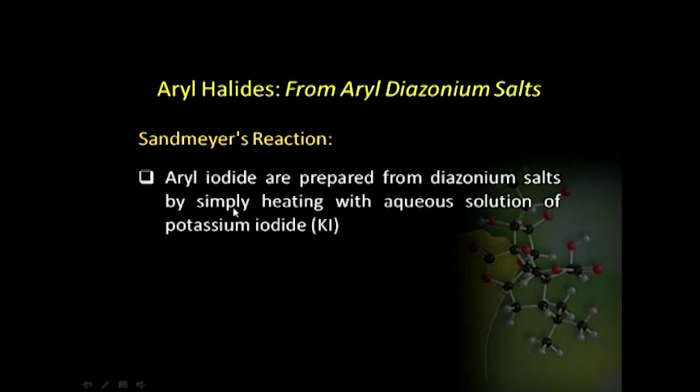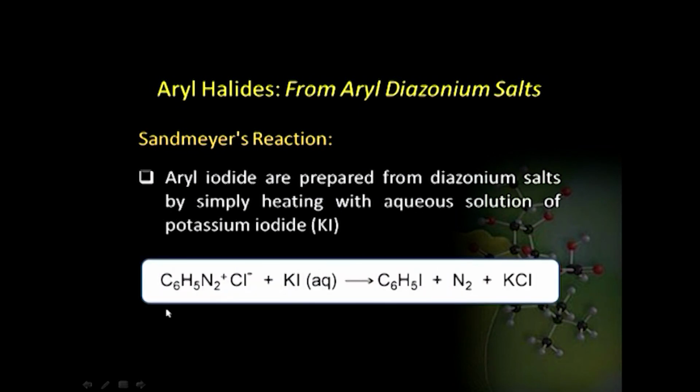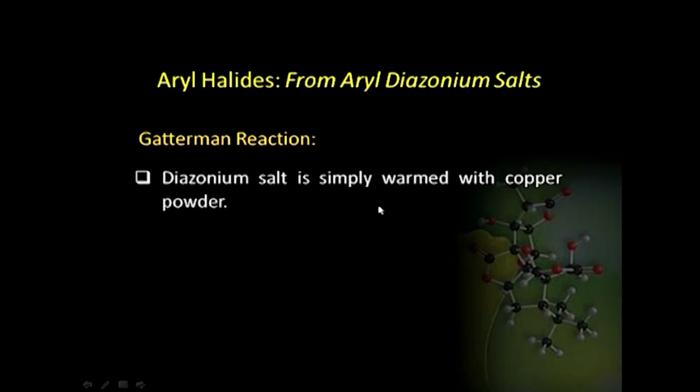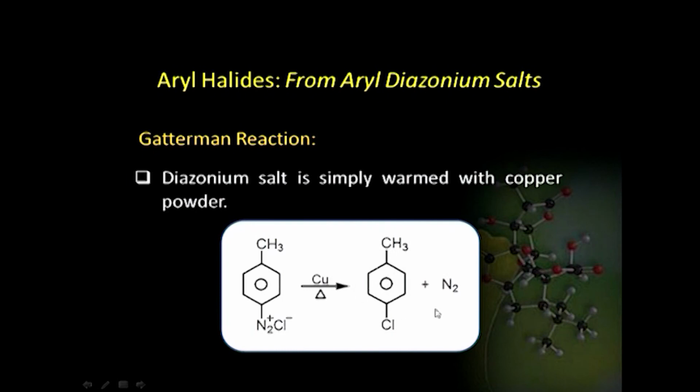The Sandmeyer reaction also involves aryl iodide preparation by simply heating with an aqueous solution of potassium iodide. So, diazonium chloride reacts with aqueous potassium iodide to give iodobenzene. The Gattermann reaction is another way of preparing aryl halides, where the diazonium salt is simply warmed with copper powder when it gives the substituted toluene. In this case, chloro-substituted toluene is obtained.